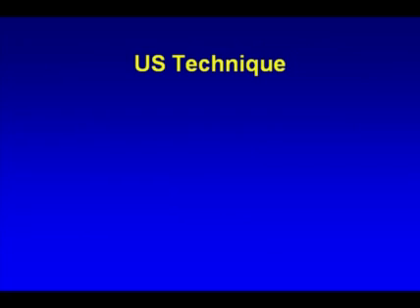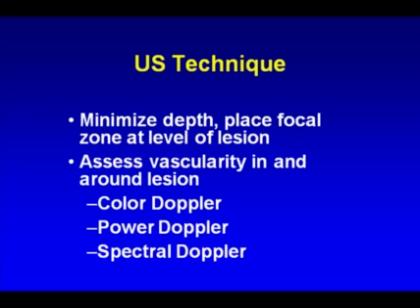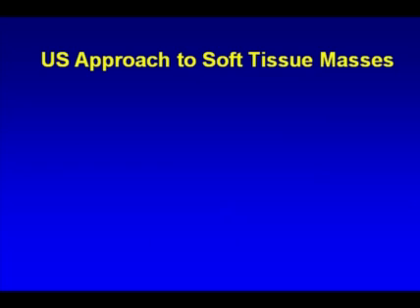Now, the ultrasound technique that one uses in evaluating a superficial soft tissue mass is to minimize the depth to include the mass and place the focal zone at the level of the lesion. Then, after you identify the lesion, you want to assess the vascularity in and around the lesion by color Doppler to evaluate the blood flow, power Doppler, which can be somewhat more sensitive than color Doppler, and then spectral Doppler to confirm the presence of arterial and/or venous flow in the lesion.